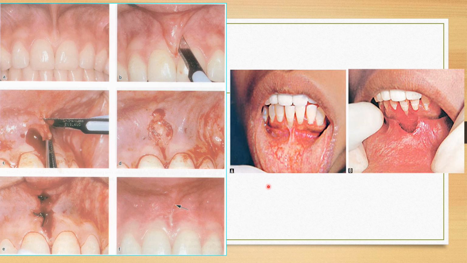You can see here a frenotomy done on the labial side of a lower front tooth. You can see there is a frenum pull, which is the main cause for this recession, and there is a shallow vestibular depth, so it can be incised apically and sutured.